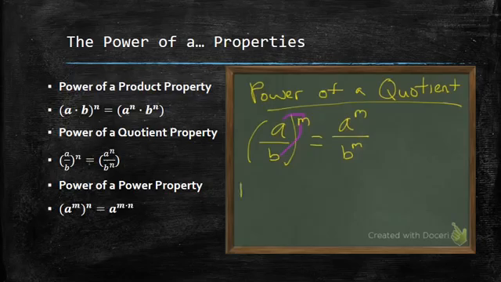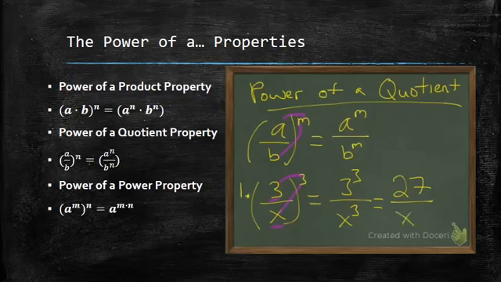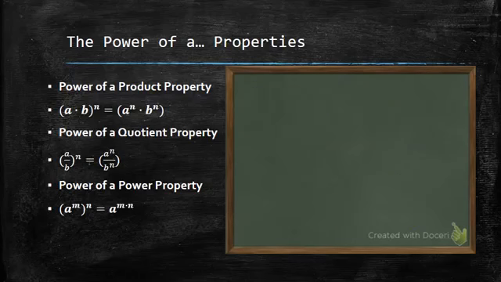So we're going to have, let's say, 3 over x, and it's all going to be to the third power. You know that you have 2 bases, and this exponent needs to get to both of them. So we're going to have 3 cubed over x cubed, and you're going to end up with 27 divided by x cubed.